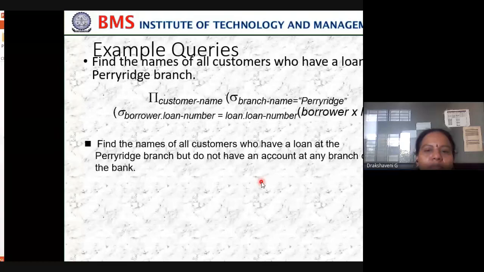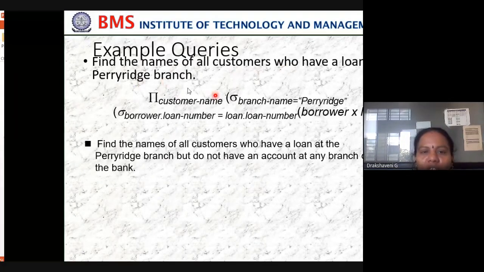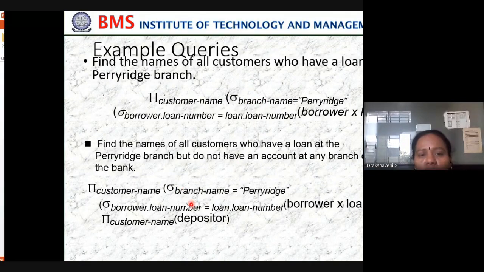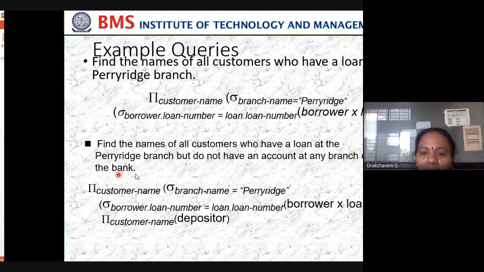Then take some more examples. Find the names of all customers who have a loan at the Perryridge branch. So the branch name is Perryridge branch, and I want those customer names. Along with that, I want the loan number, which should be in the Perryridge branch. Those details we give here. In the same way we can write this also: find the names of all customers who have a loan at the Perryridge branch but do not have an account at any branch of the bank.